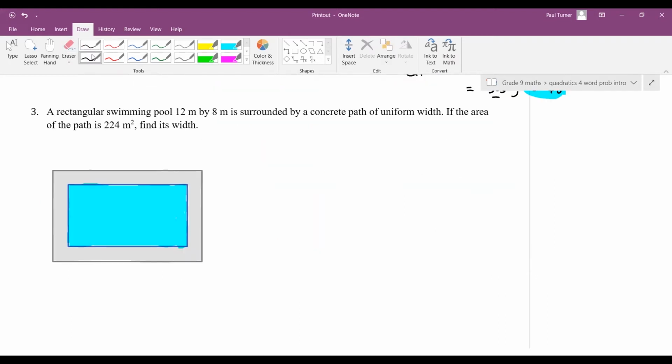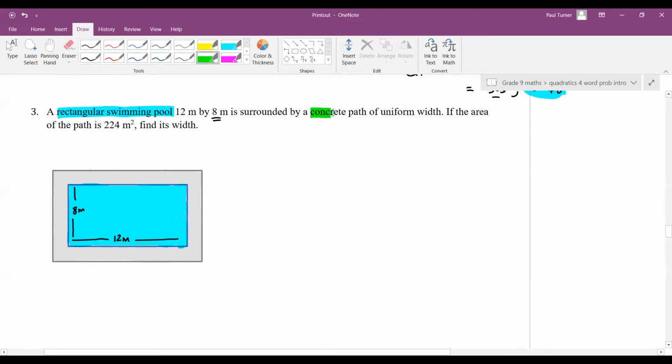Okay, so let's take a look at this one here. This is question 3. And as we see the keyword, rectangular swimming pool. So I've drawn that here. I've made a swimming pool, which is in blue, of course. And it says it's 12 meters by 8 meters. So let's call this 12 meters, because that's the length of the pool here. And the width is 8 meters. So let that be 8 meters down here. And it's surrounded by a concrete path.